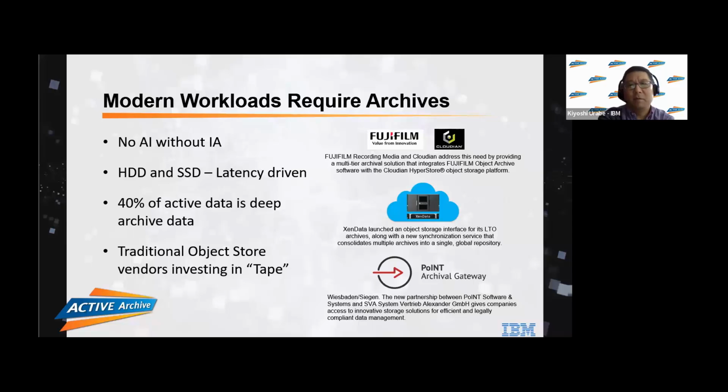Data represents value to nearly every business. AI and big data are an integral part of that data value creation. The more data that is retained, obviously, the more value that can be derived. And we often hear there's no AI without IA, or information archive. And certainly HDDs and SSDs are latency driven, and they are a very important part of the data value journey. But with 40% of active data being in deep archive state, the next step of that AI journey is retaining data for future analysis in a manner that derives the most value for the business. And that's why each year more vendors of object storage software, which we'll hear from later on, are embracing tape as a storage tier with a native software structure. If you go to the next slide, Ken.